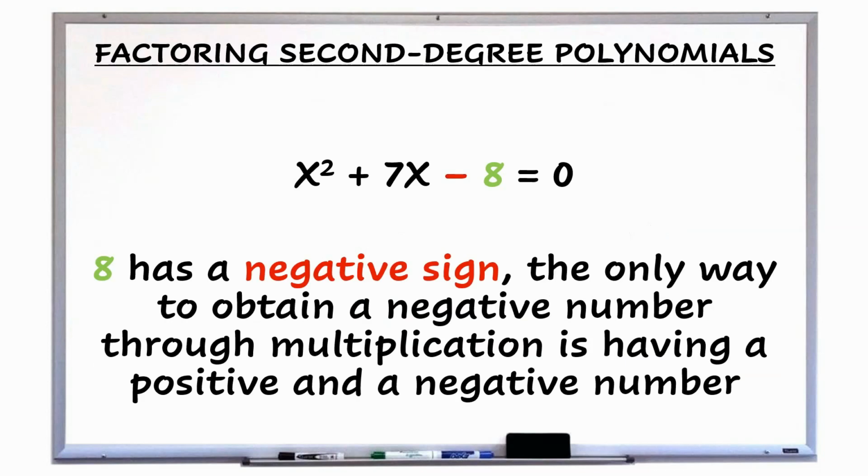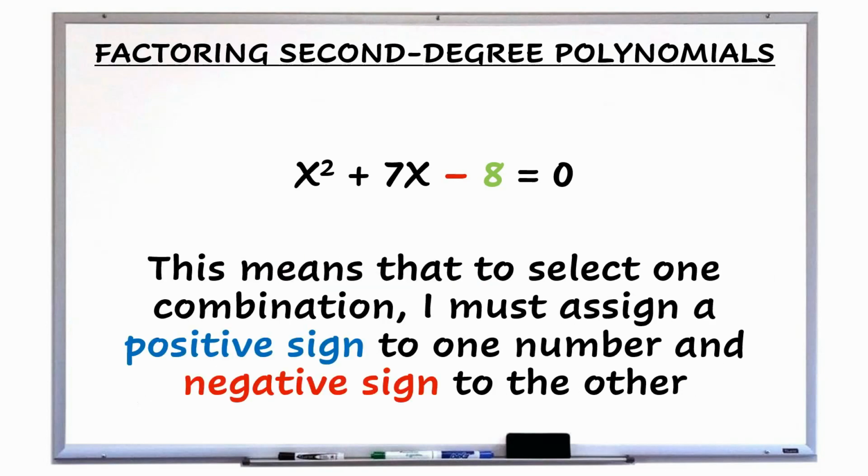The next thing that you have to visualize is the sign of the last number, the sign of the third term. 8 has a negative sign, and the only way to obtain a negative number through multiplication is having a positive and a negative number combined. That means that if I need negative 8, I could use positive 1 times negative 8, or negative 1 times positive 8. This means that to select one combination, I must assign a positive sign to one number and a negative sign to the other.